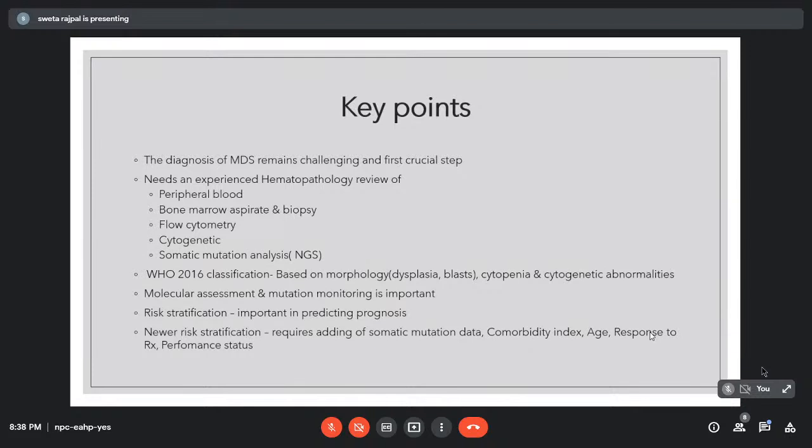So in future we might add mutation data along with comorbidity, age, response to treatment and performance status of the patient to improve the prognostication of these patients.